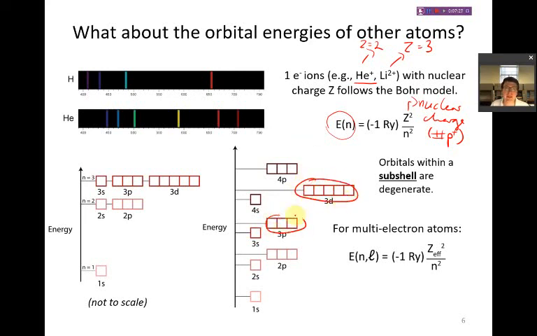We see a splitting of the shell, but within a subshell, the orbitals of the same n and L value will have the same energy level, as is depicted here. And this accounts for what we call the Z effective, or the effective nuclear charge.